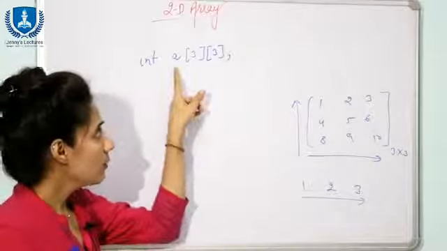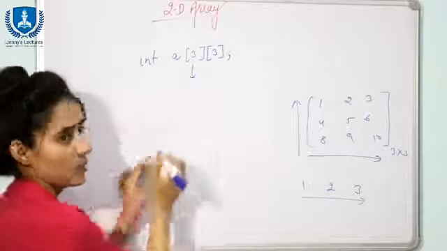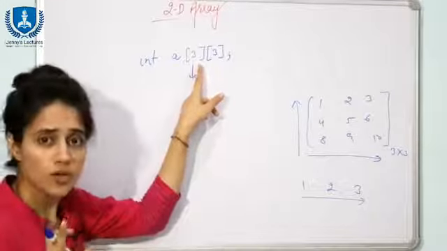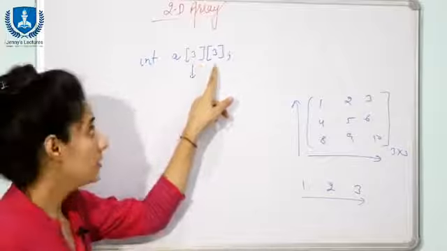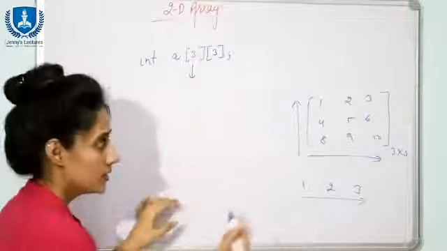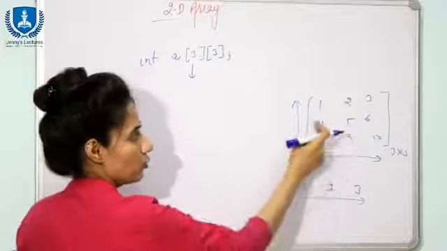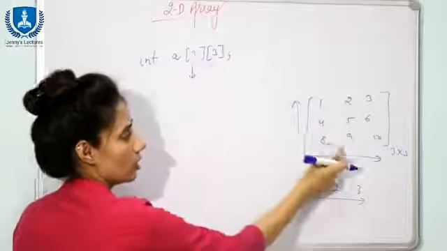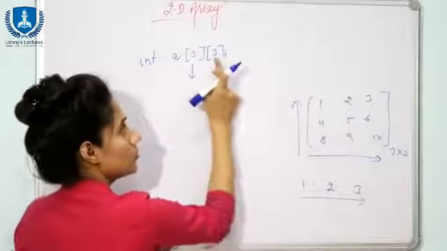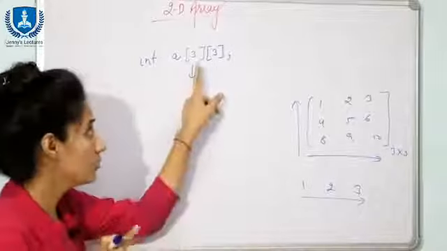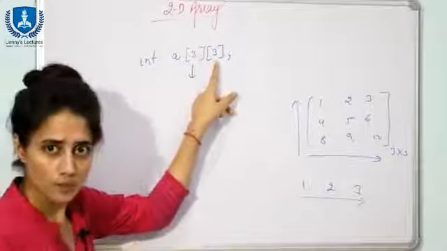Data type, name of the array, this first subscript is for row number and this is for column number. See, in this case how many rows are there? 1, 2 and 3. So size is 3. Columns are there 1, 2 and 3. So 3 size is for column. So this is for row and this is for column.